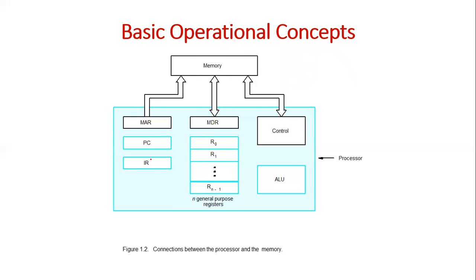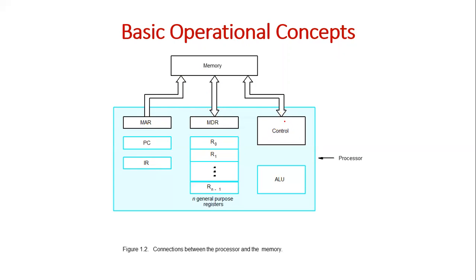So this diagram is very crucial. You should know what MAR and MDR are, what the control unit does, and what IR is, because we will be using all these things throughout the course. MAR, the memory address register, contains the address of the memory where you want to perform the read or write operation. The MDR contains the data, which sometimes is written to the memory, or sometimes read from the memory.